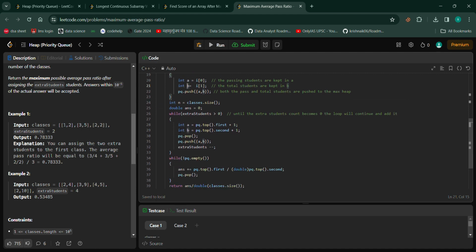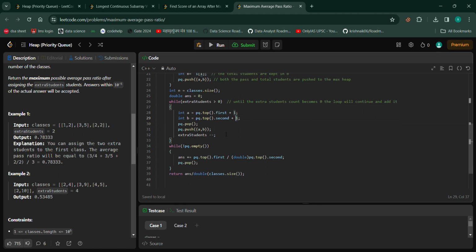As we can see here, the extra students is 2, so the loop will run until 2 becomes 0. What we will do is add 1 to the pass students. It is given in the question that the extra students are those who will be passing the exam. So we add 1 to the pass students and also 1 to the total, because the total number of students also increases. We add it to the queue, and at the end we decrement the counter.